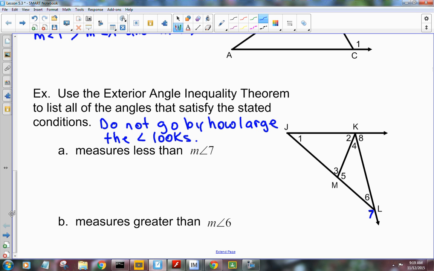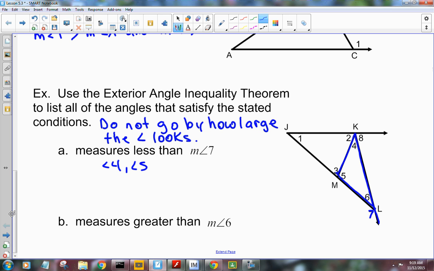Okay, so we want measures less than angle 7. What we want to do is look at the triangle that angle 7 is a part of. And it is a part of, first of all, this triangle right here. So if I looked at that triangle, which angles are going to be less than angle 7? Angle 4 and angle 5, right? So angle 4 and angle 5.